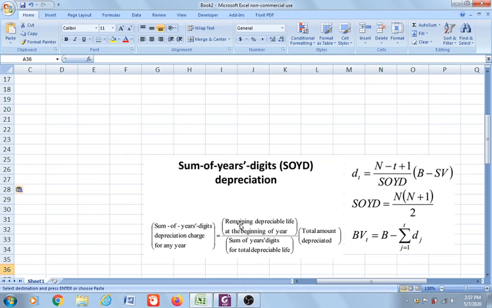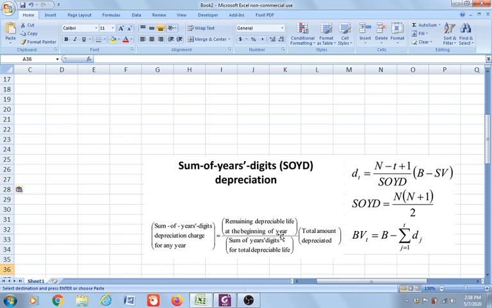So the remaining depreciation life at the beginning of the year is just capital N, the life, minus t, where t is the year we are in now, plus 1. For example, if it is 5 years total and we are in year 1, how many years do we have left? We have 5 years, right? When we use this formula, 5 minus 1 plus 1, it is also 5.